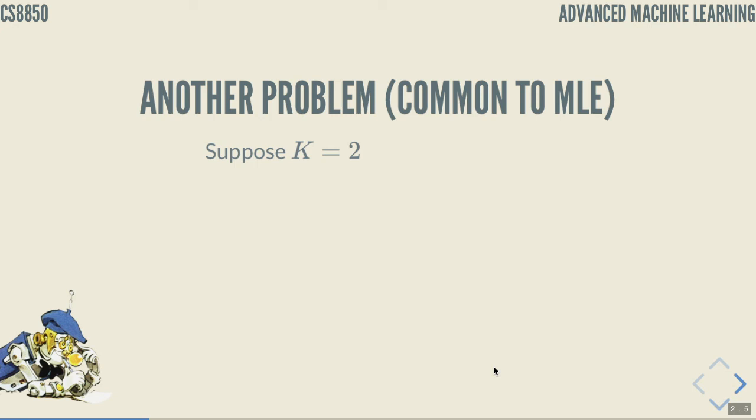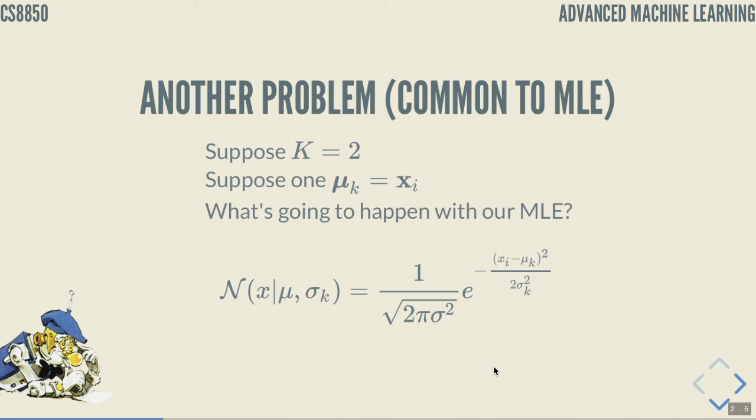Another problem, which is common to maximum likelihood but worth mentioning here: suppose we have two components in the Gaussian mixture, and suppose by chance, in one of the assignment steps, because one point was an outlier and the mean was closer to it, or any other possible way this could happen, one mean just by chance coincides with one of the data points. So what's going to happen with our maximum likelihood estimator?